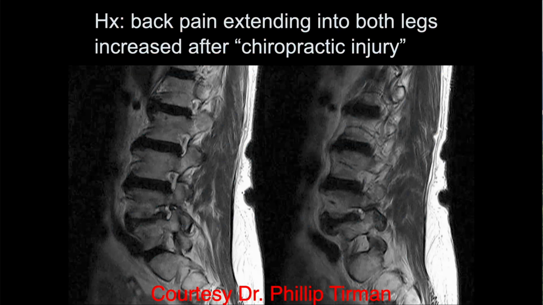Okay, Elior. History of back pain extending into both legs, increased after chiropractic injury. Dan, what were you doing? Yeah, exactly right. I see a disc, looks like a disc protrusion at maybe L4-5 there. Looking at the bones, those look okay. Arrow pointing to the protrusion, and the yellow arrow to, is that Barr's defect?